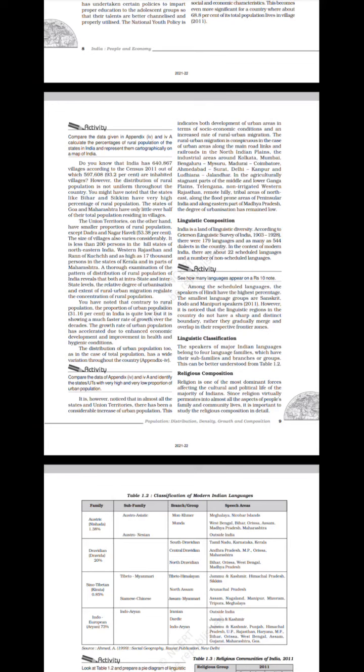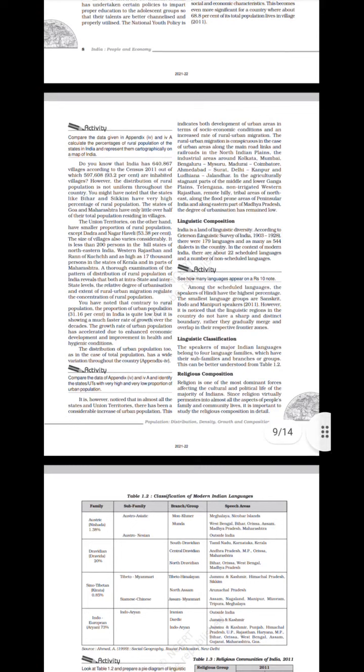You might have noted that the states like Bihar and Sikkim have a very high percentage of rural population. The states of Goa and Maharashtra have only a little over half of their total population residing in villages. The Union territories, on the other hand, have a smaller proportion of rural population, except Dadra and Nagar Haveli, 53.38%.